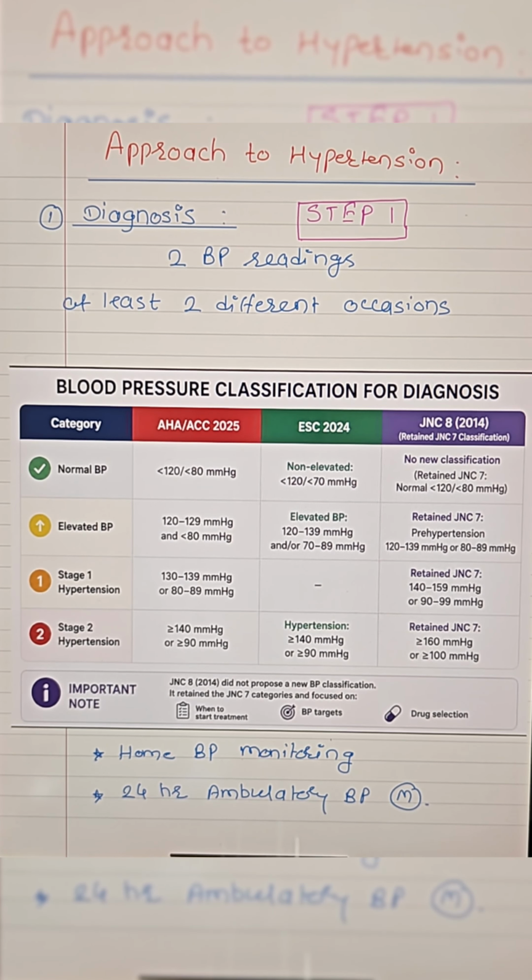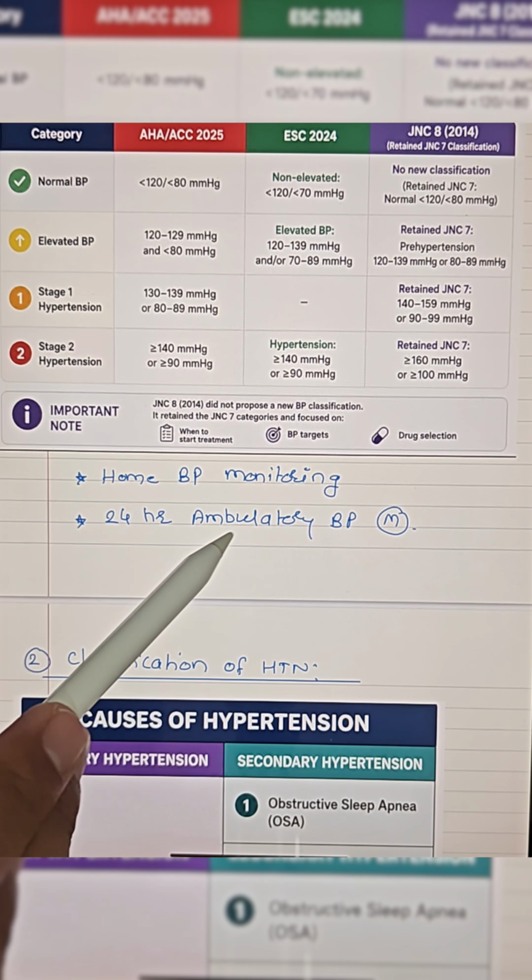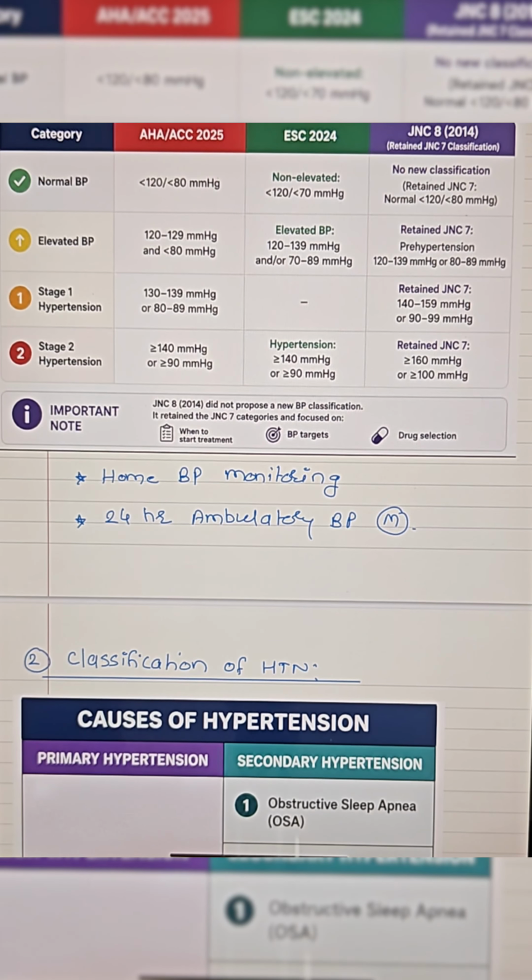So, to start with, step one, that is diagnosis. Previously, hypertension was diagnosed with this formula: 2 BP readings taken at least on two different occasions. But currently, it is followed, and in addition, home BP monitoring is a must. So, you should advise a patient to monitor his or her BP at home also. And the gold standard method to diagnose hypertension is 24-hour ambulatory BP monitoring. So, with this method, we should diagnose hypertension.